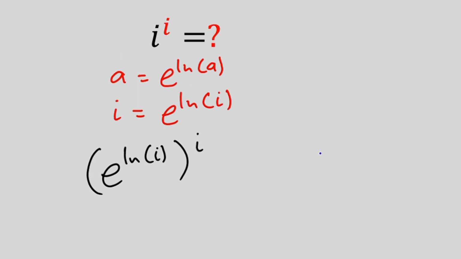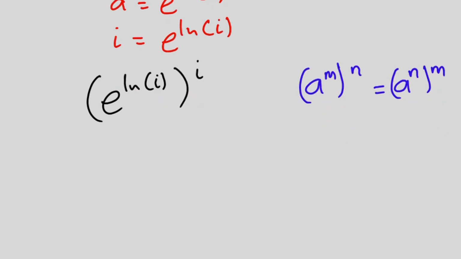From here, let's apply the power rule that a to the power m, all to the power n, is the same as a to the power n, all to the power m. So it's a matter of interchanging the positions of m and n. Great. So from here, we're going to have e to the power I, all to the power ln of I. And this is where the problem becomes interesting. What is the value of ln of I?